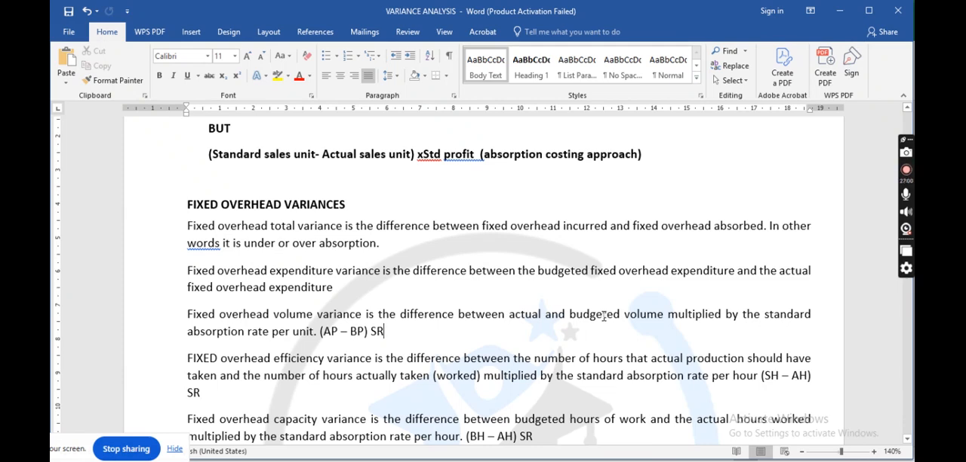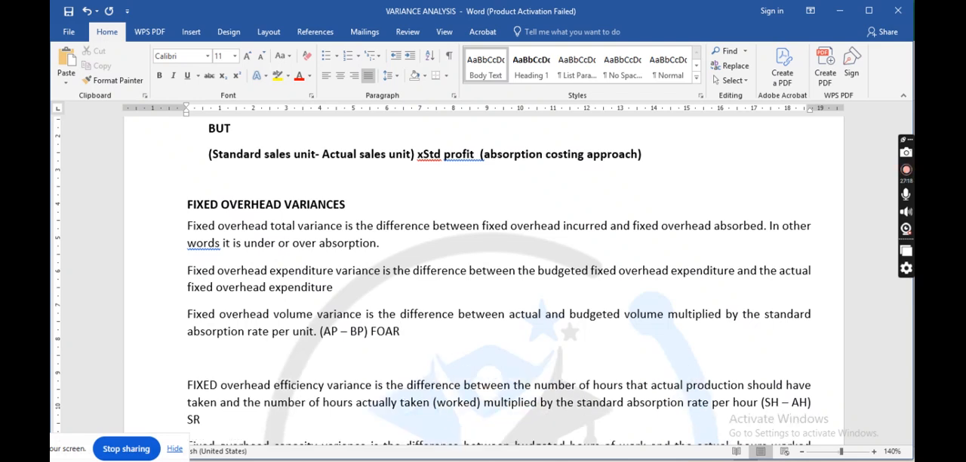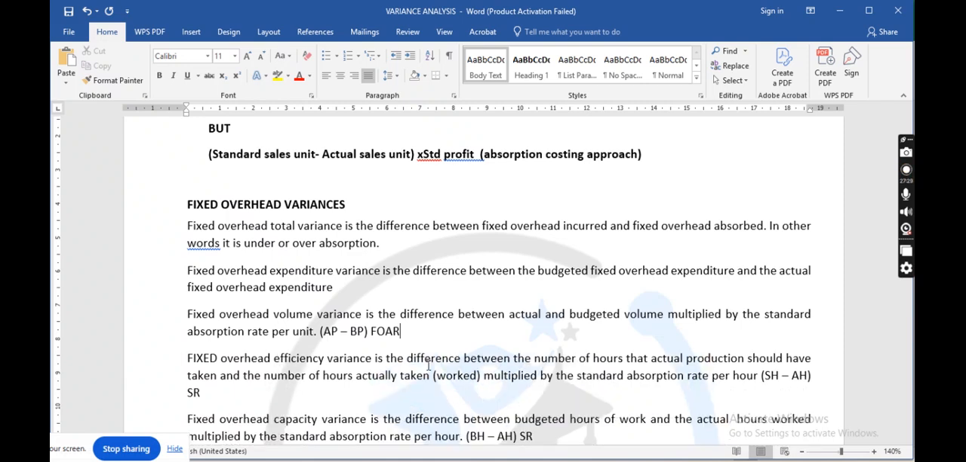Right? Class, am I communicating? Yes, sir. You can call this, let me use this as FOAR. Who can tell me the meaning? FOAR is what? Fixed overhead absorption rate. Thank you. I don't need to write that on there. Fixed overhead absorption rate.